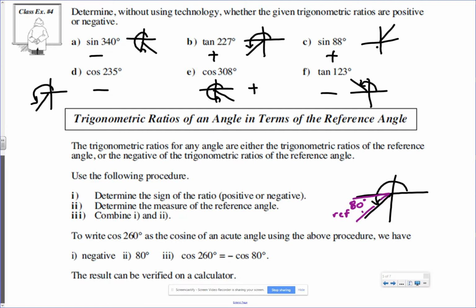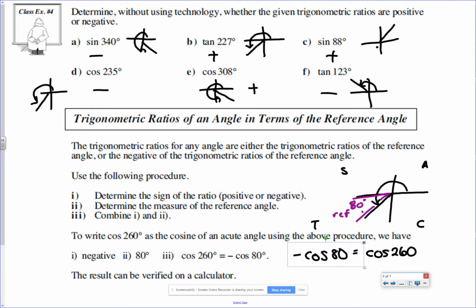So if I look at this and I'm looking for 260, in that third quadrant, cosine is negative. So I could say that negative of cos 80 is equal to cos of 260. Because I've taken my reference angle, but my reference angle is always going to give me a positive answer. And so I've just made the answer negative by throwing the negative out front.